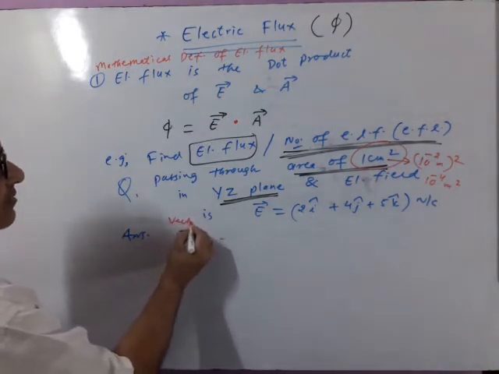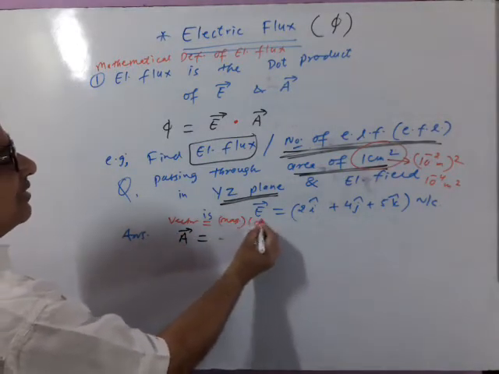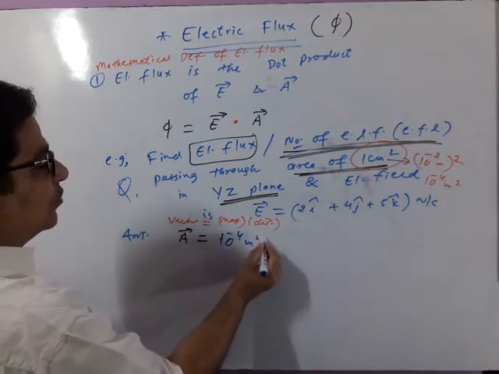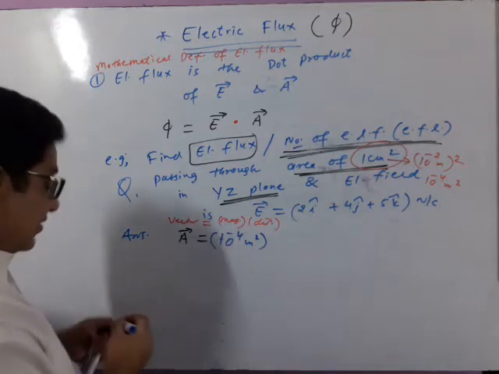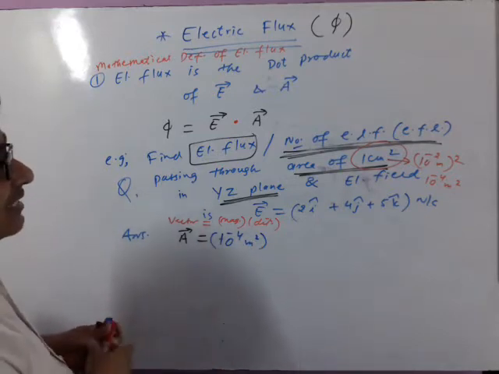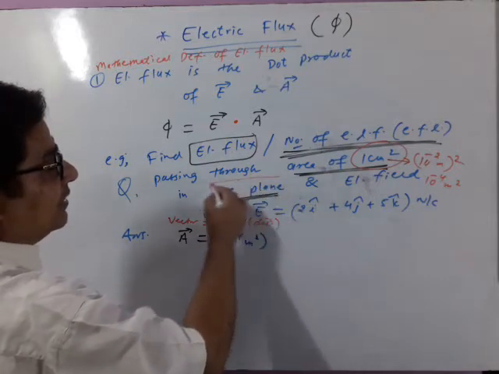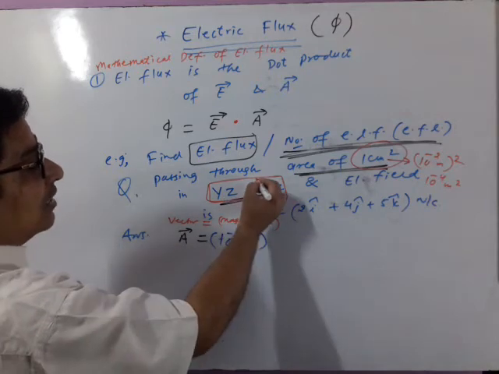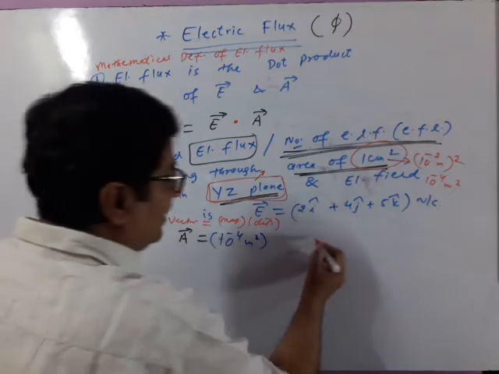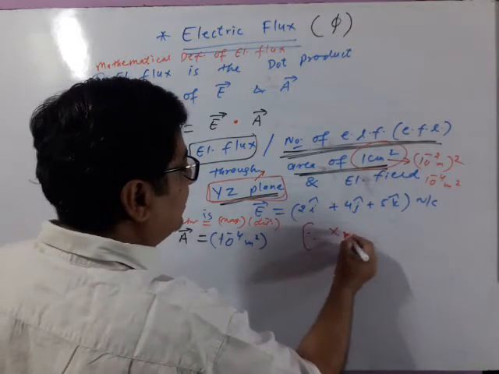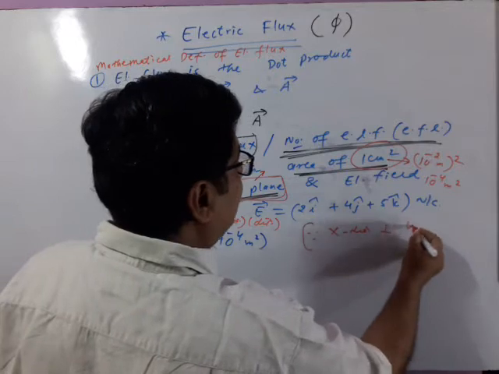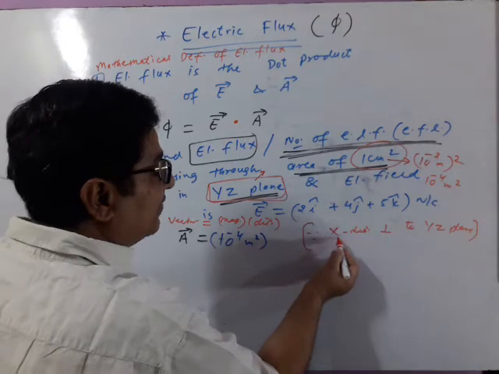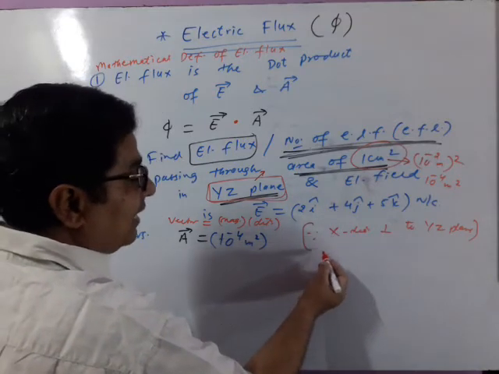So a vector should be written as magnitude into direction. The magnitude is 10 raised to the power minus 4 meter square. So what is the direction of the area vector? From the previous lecture on area vector, you know it is in the YZ plane. And what is perpendicular to the YZ plane? The answer is the X direction. I am writing it here because the X direction is perpendicular to the YZ plane. This gives the direction of the area vector, which is also written as n cap.